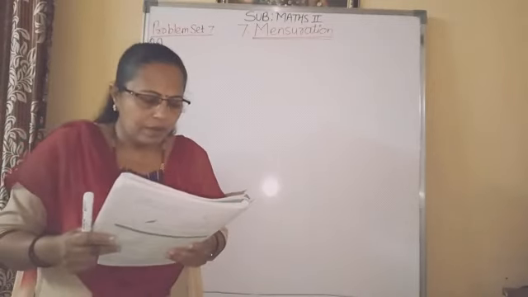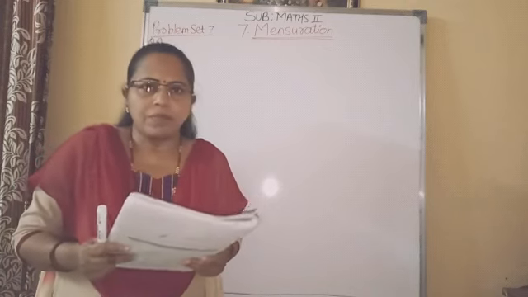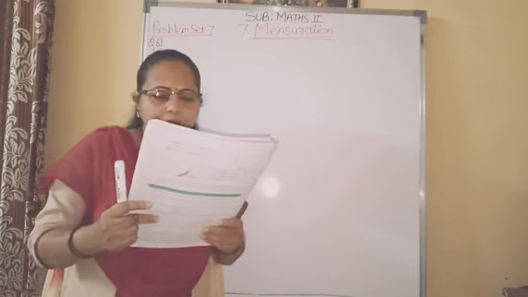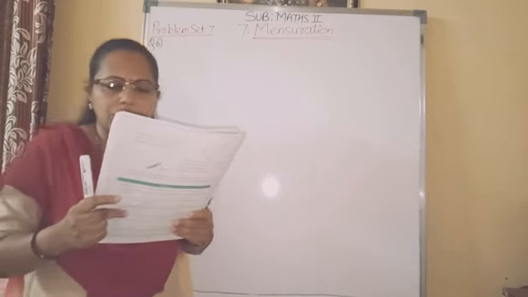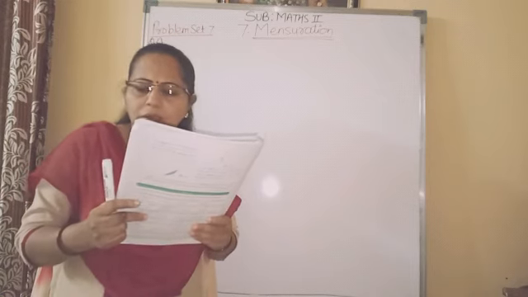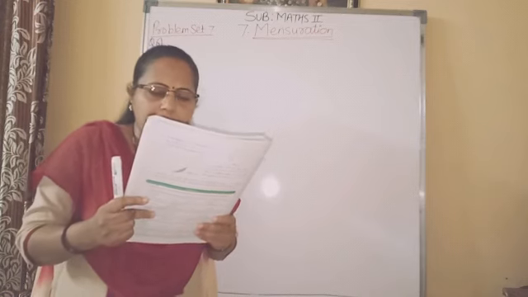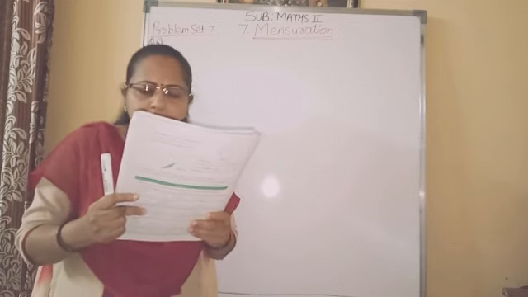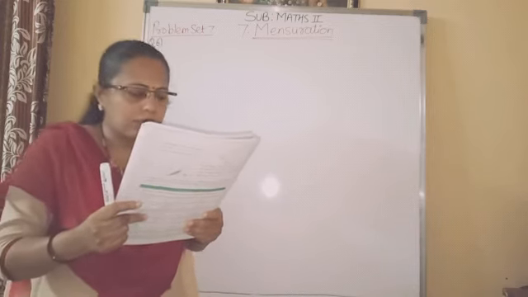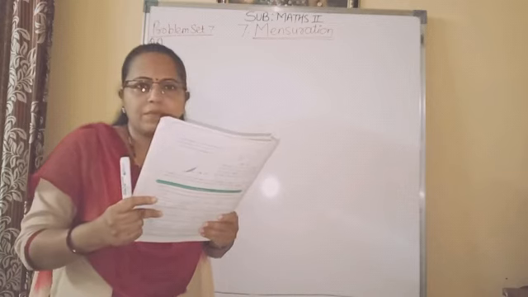Let us solve question number 6 from problem set 7. The question is, the diameter and thickness of a hollow metal sphere are 12 centimeter and 0.01 meter respectively. The density of the metal is 8.88 gram per centimeter cube. Find the outer surface area and mass of the sphere.